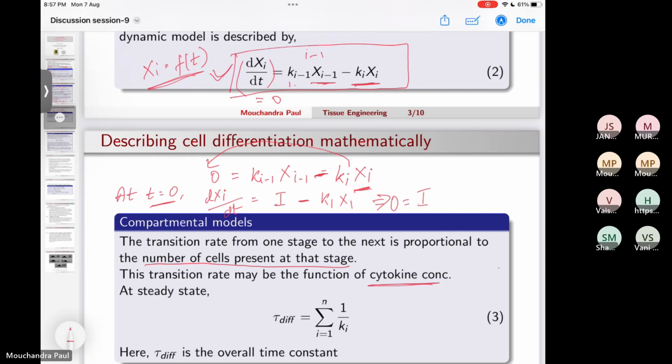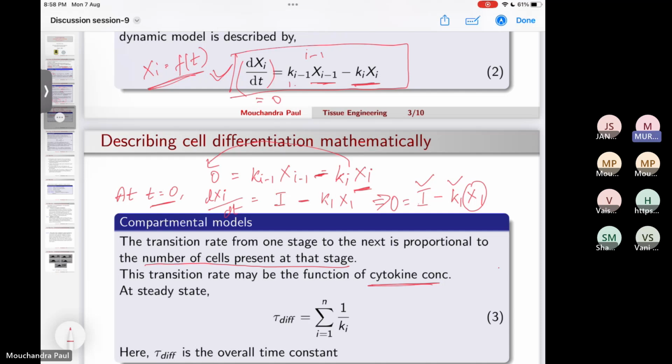Here this left hand side will become 0 because it's steady state, okay? Minus k1 x1. Now, what is unknown? k is some rate that is given to you. The unknown is x1 because you don't know how many cells are going to be there at compartment 1. So then you can calculate x1.